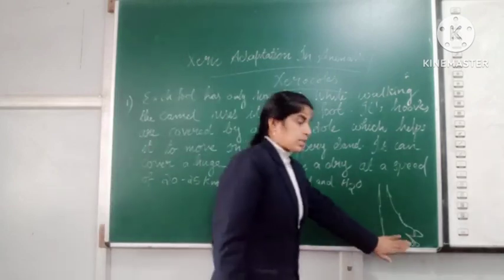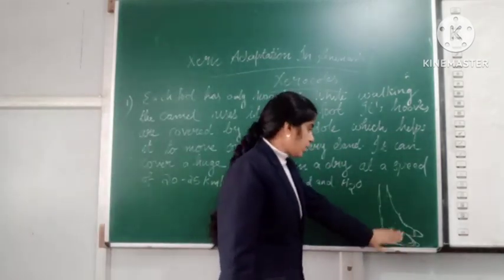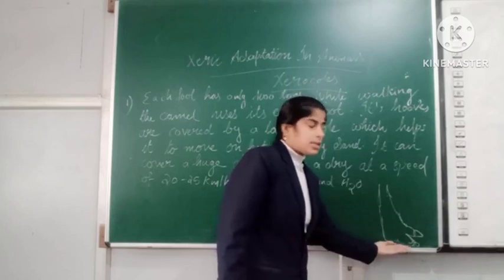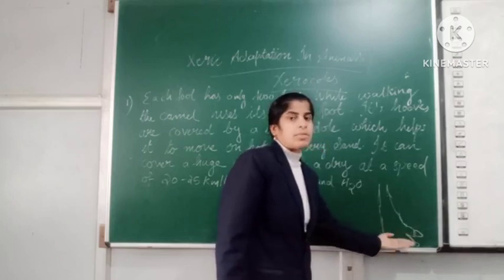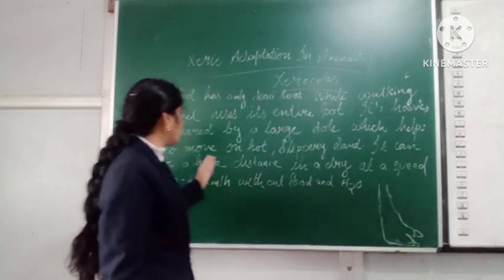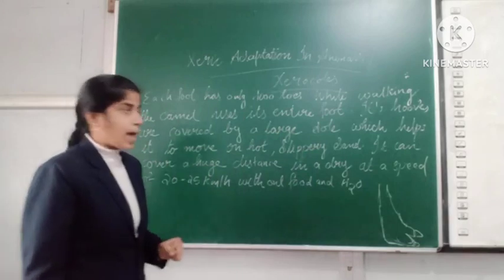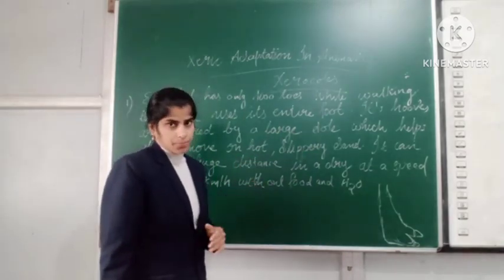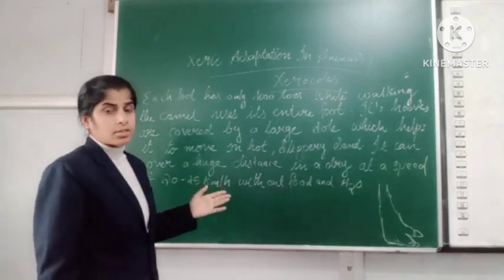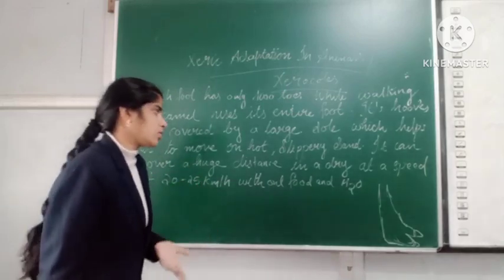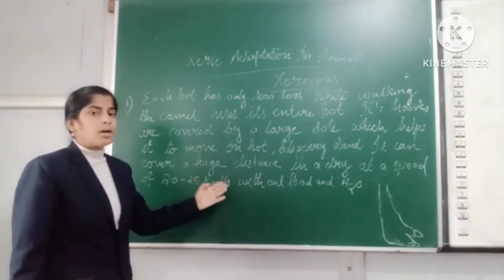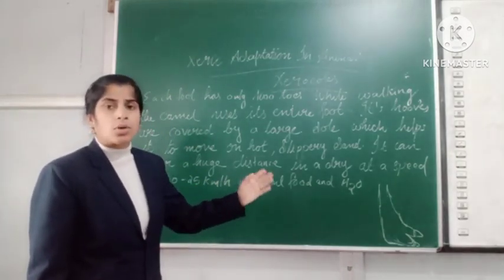See, the camel's leg has a flat surface. Then only can it move and cover that particular area. And this helps them to move on the hot and slippery sand. Yes, and it can cover a huge distance, at a speed of 20 to 25 km per hour without food and water.